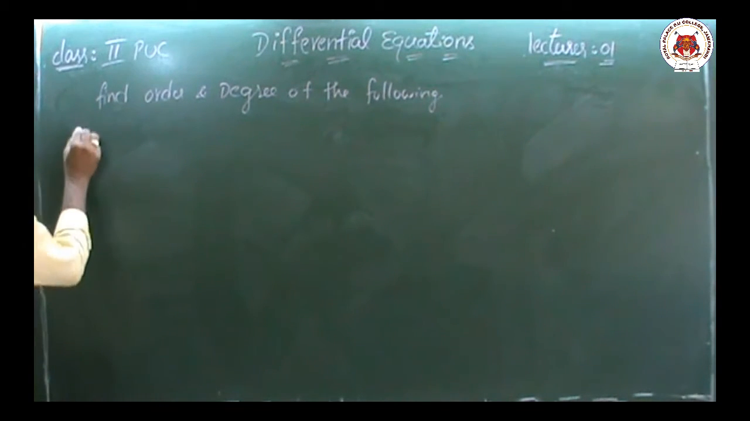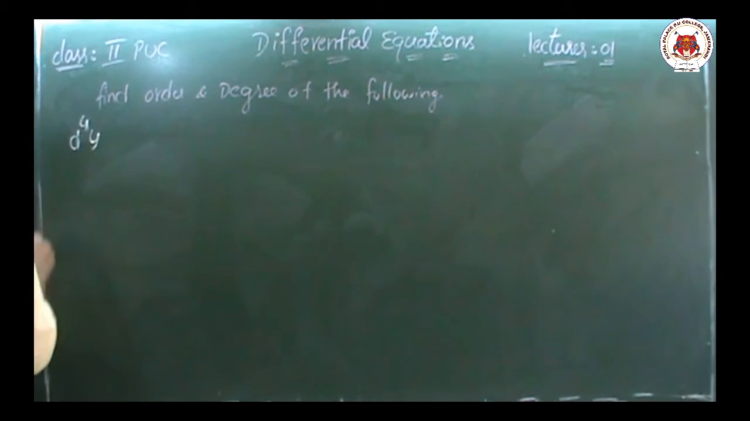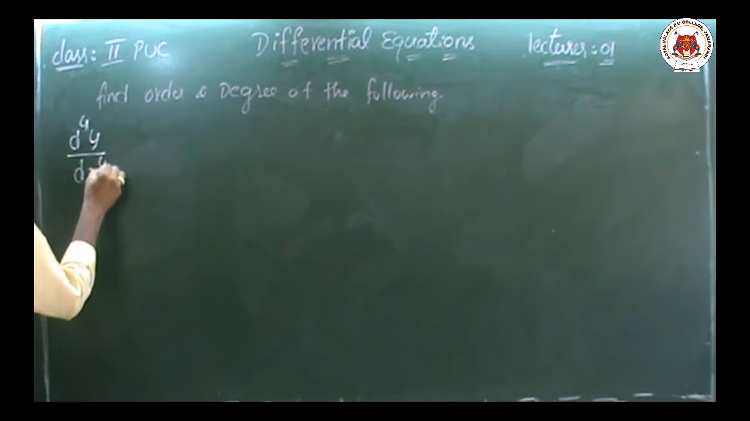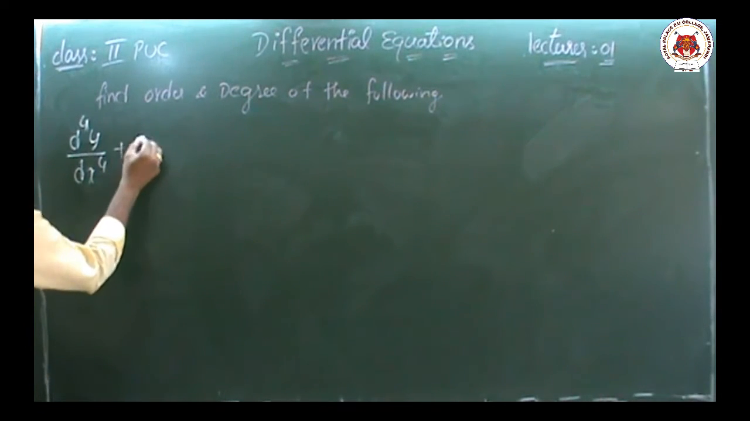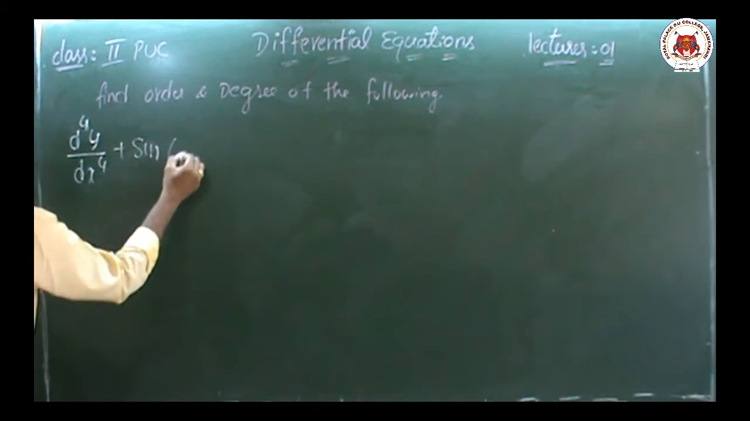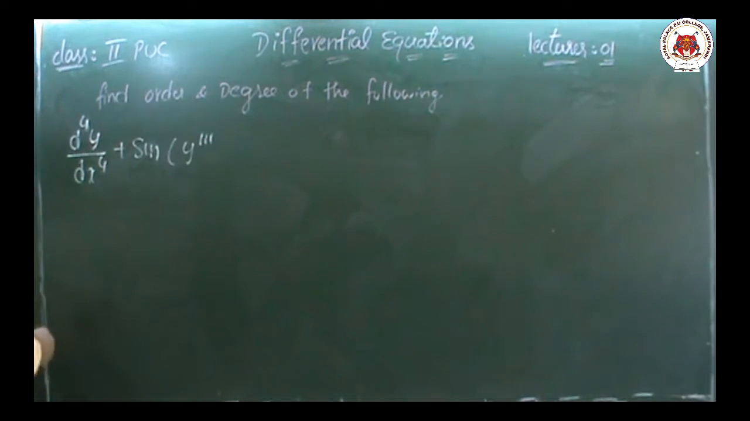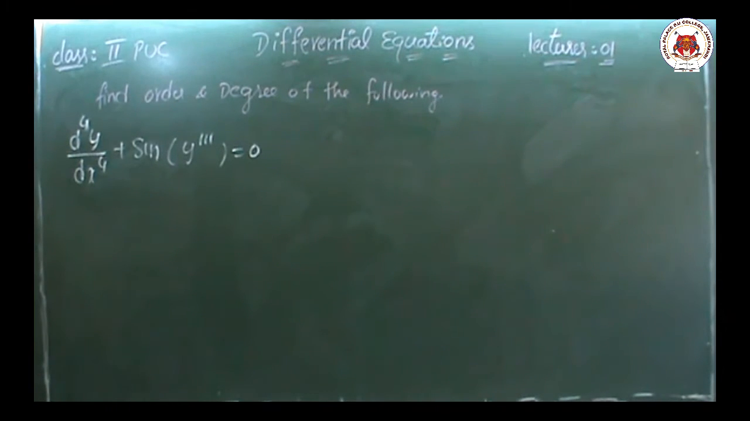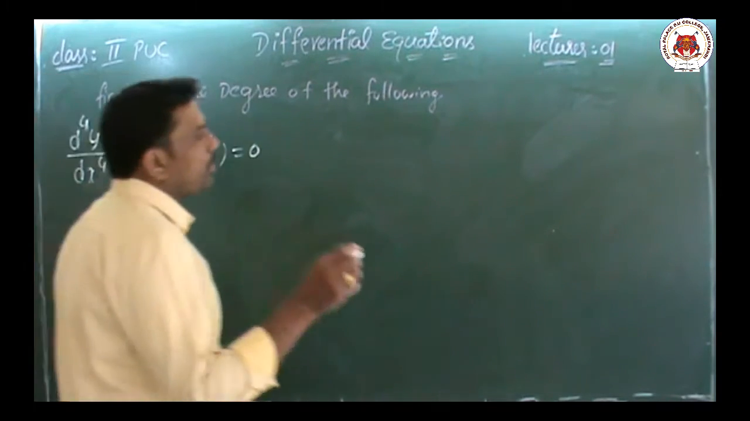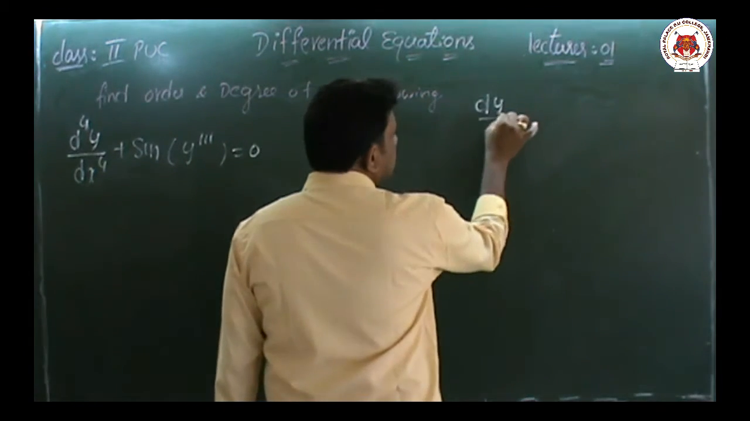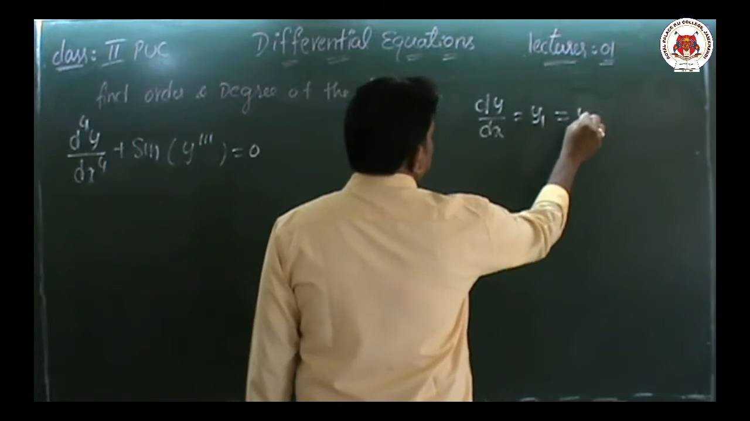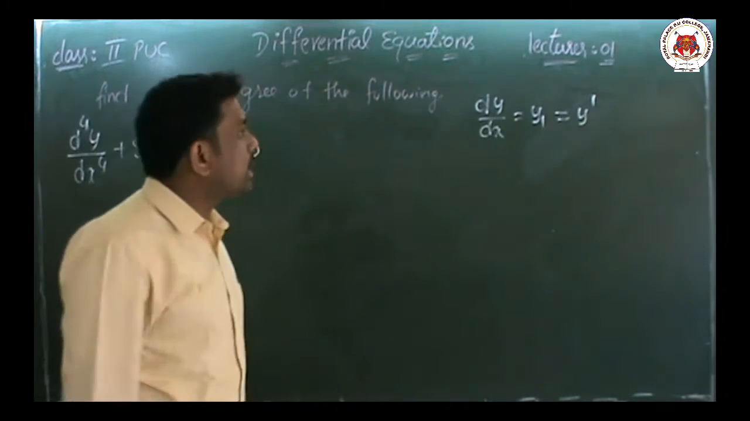So the question is d power 4 y by dx power 4 plus sine of y triple dash is equal to 0. He asked to find the order and degree. Children, first of all let me tell you a few important points. This dy by dx we can write as y1 also, otherwise we can write as y dash also. Like this we can express.